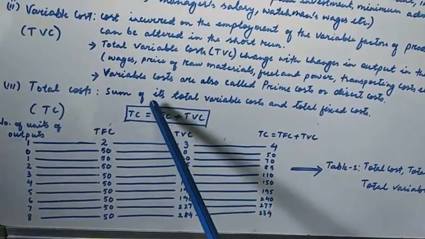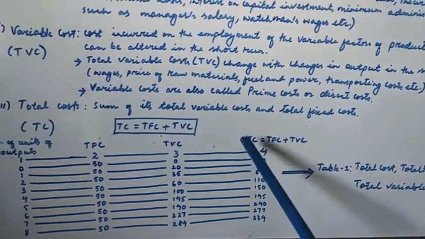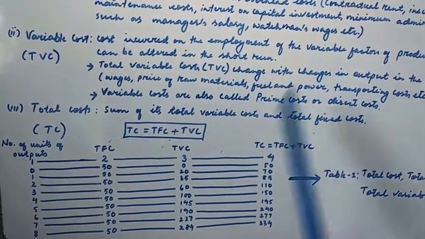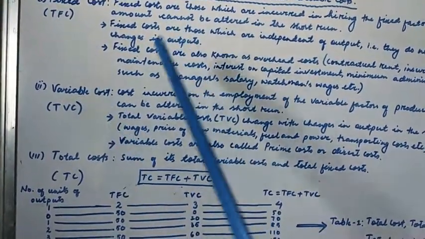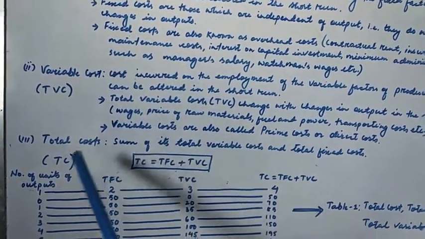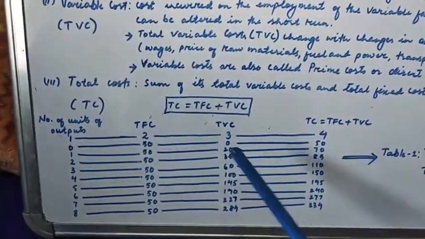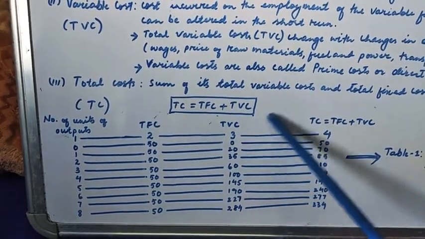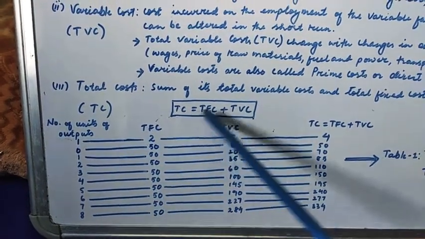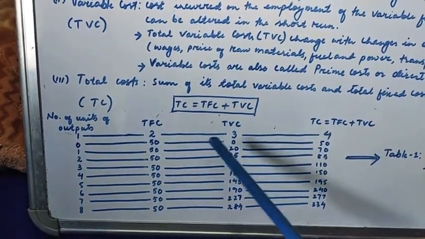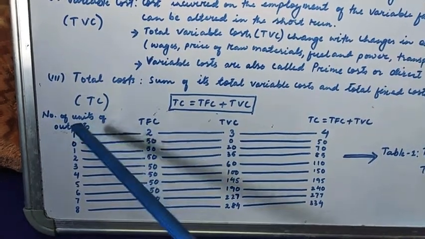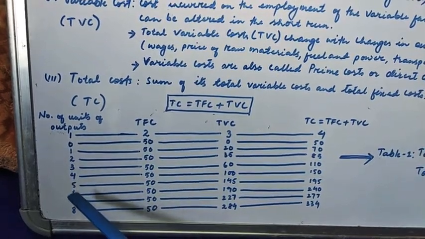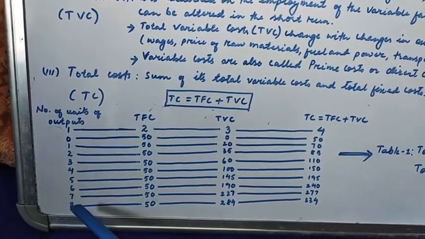So this Table 1 will help us to understand more clearly what is fixed cost, total variable cost, or total cost. The number of units is given here. So this is column 1, column 2, column 3, and column 4. The number of units of output is given here. It is ranging from 0, 1, 2, 3, 4, 5, 6, 7, 8 units. So from 0 to 8 units.